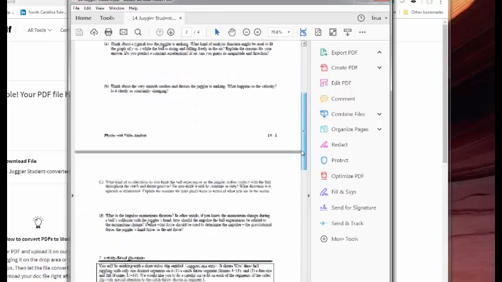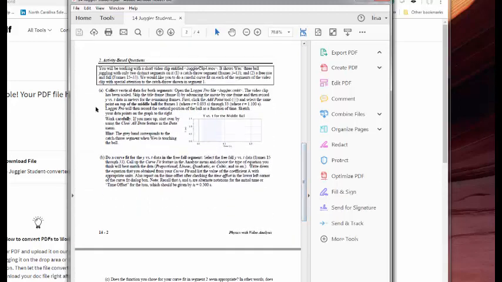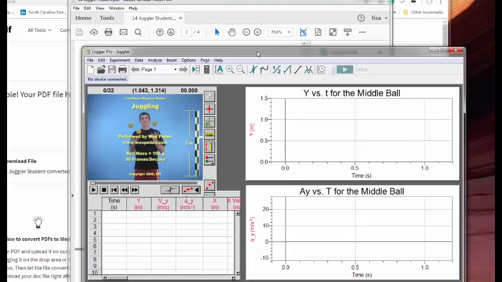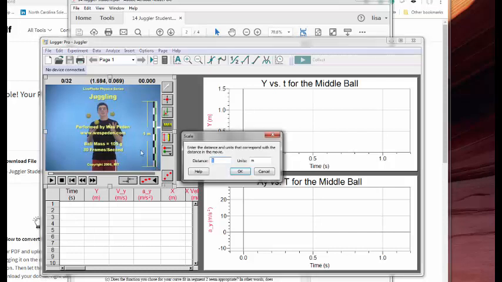Alright, so the first thing you're going to do is you're going to be given instructions in the activity to do the video analysis. To do the video analysis, the first thing that you'll want to do is set the scale in the video. So you'll click on the Set Scale button and you will point and drag along the meter stick and make sure that the 1 meter is set for the number of pixels.